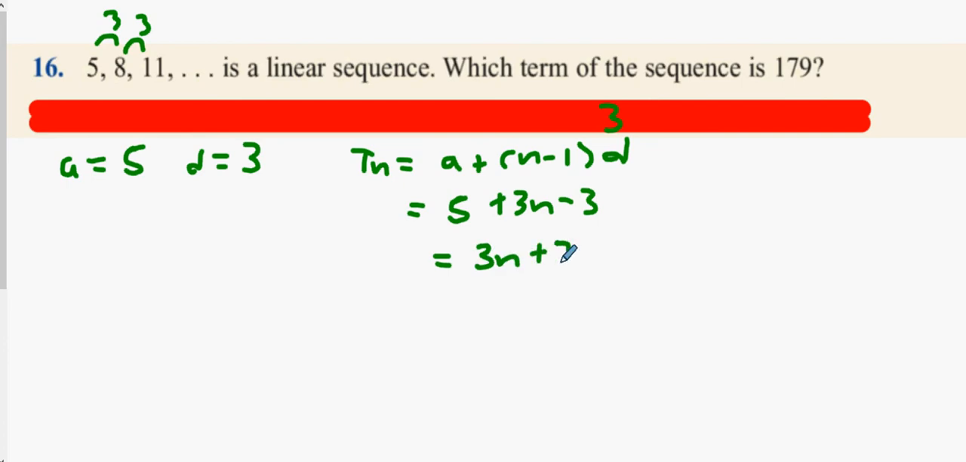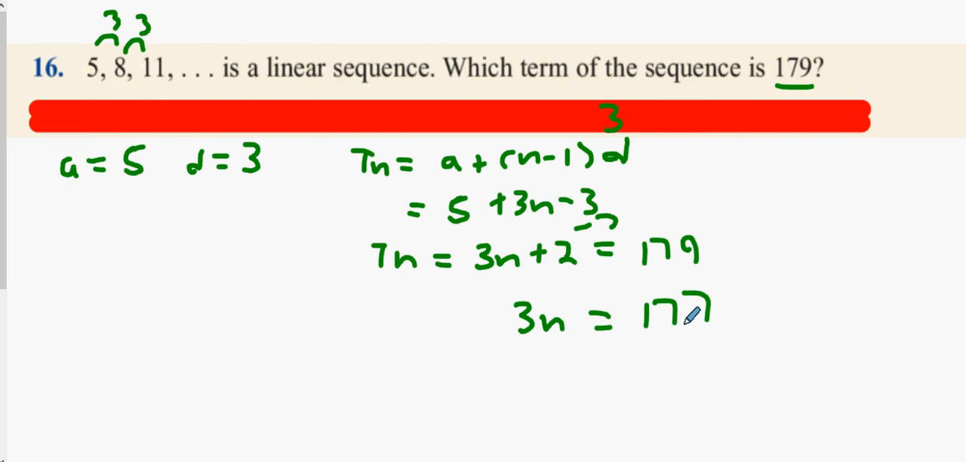Is that right for Tn? Okay. What we do next is we need to find out what term equals 179. So you put it equal to 179, bring it over to 2. What do we get there? 177. Divide that by 3 and we get 59. So it's the 59th term that will do that trick.